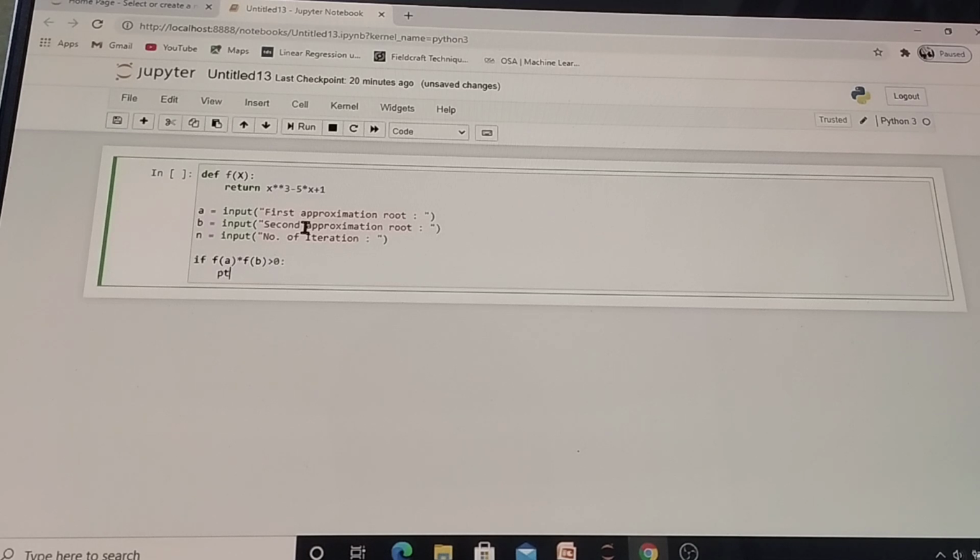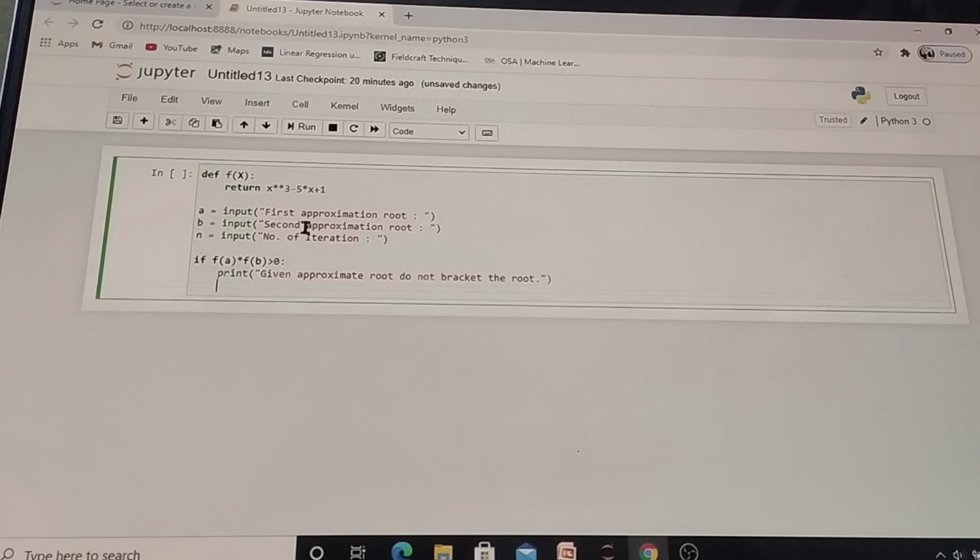Then print, if it is true, then print that the given approximate values do not bracket the root. Now I want the user to give another value, so try again with different values.